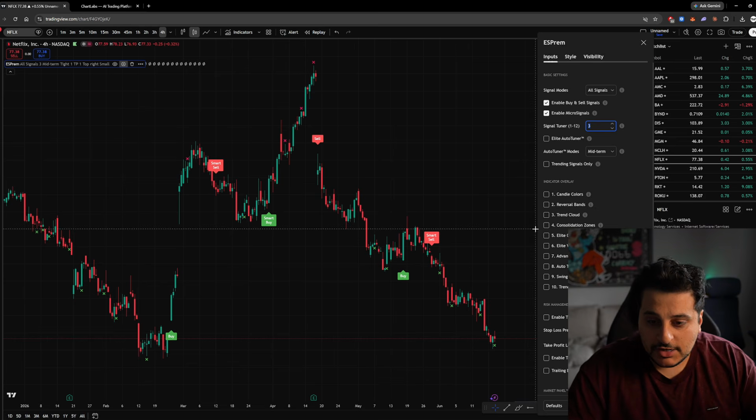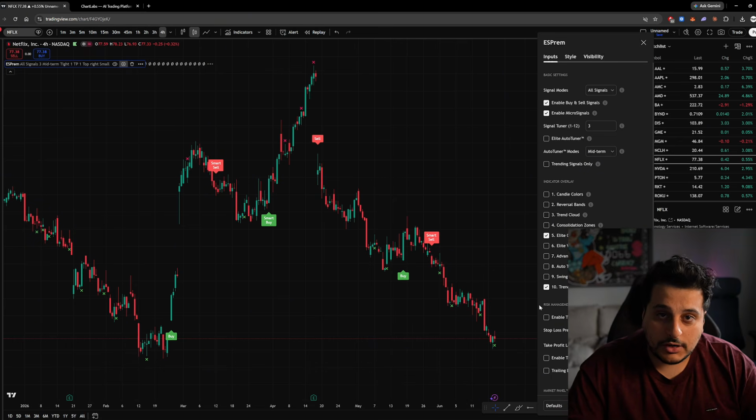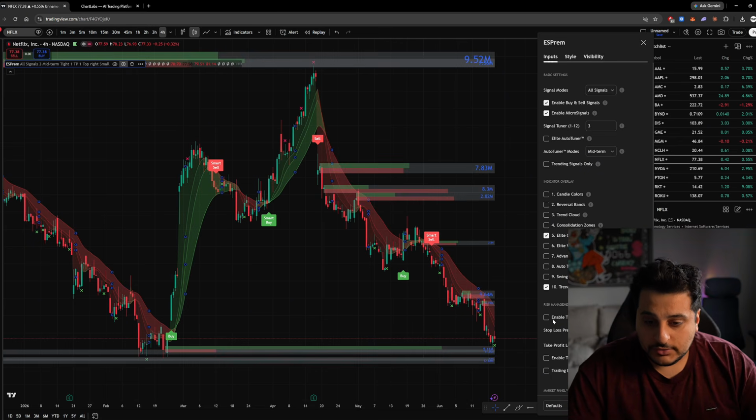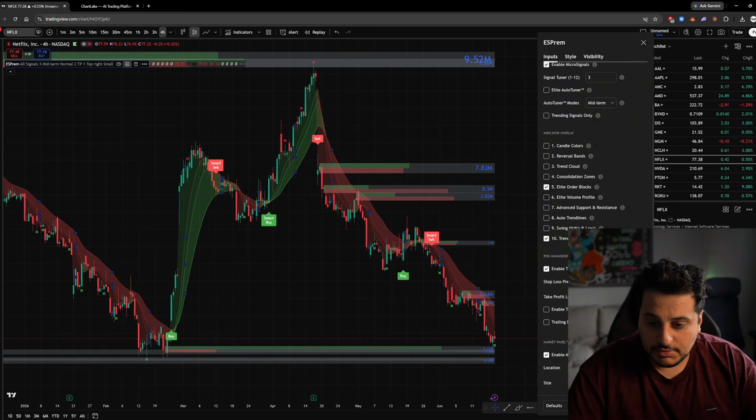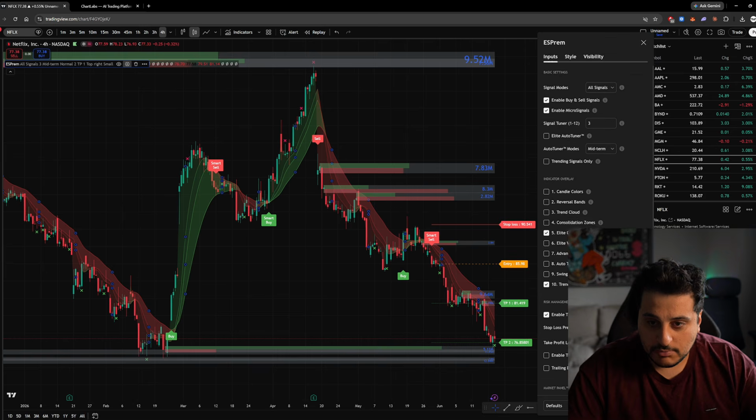So for this strategy, what we're going to do is we're going to go ahead and turn on both the Elite Order Blocks, which you see right here, and we're going to turn on the Trend Scalper. Those are going to be the two overlays that we're going to turn on. And then also down here, we're going to enable the take profit and stop loss recommendations. We're going to go a normal stop loss, and we're going to use 2 take profits. And that's pretty much it, because the market panel is already checked on by default.